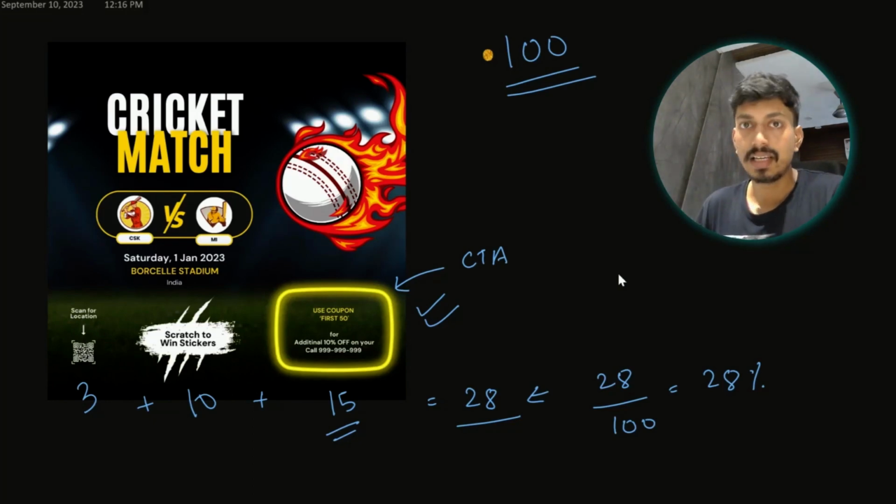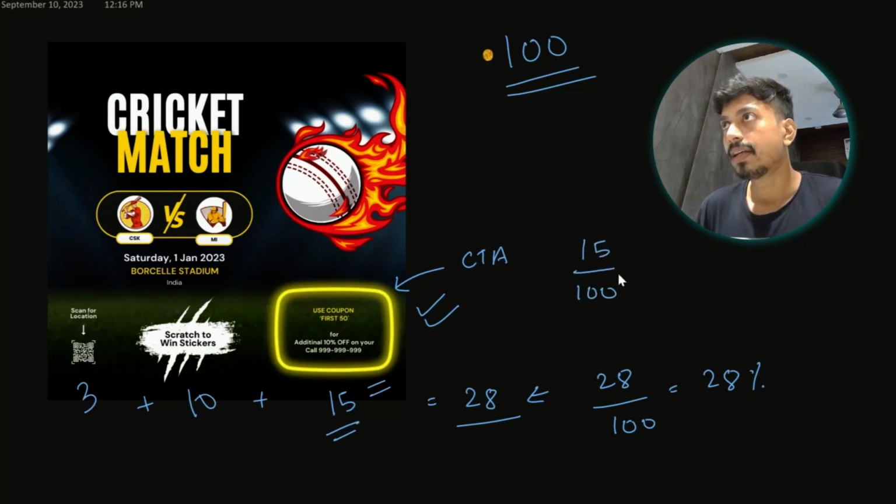Okay, this is our CTA. As a flyer distributor, I want them to call on this number and book a ticket, because that is going to make me money. So how many people actually clicked on that action? Like, how many took this action? That is 15, right? So 15 by 100, that is 15%.